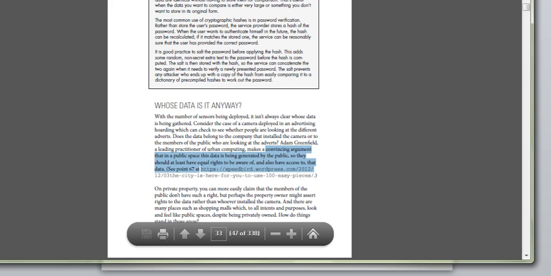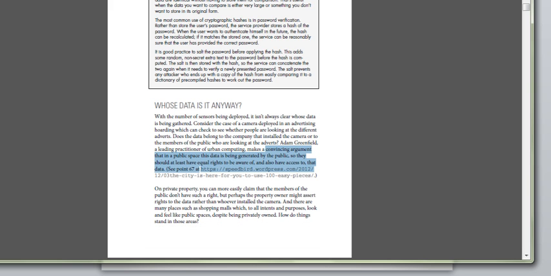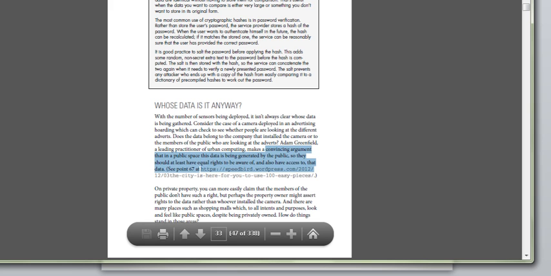So there are many places, such as shopping malls, which for all intents and purposes look and feel like public spaces despite being privately owned. How do things stand in those areas? Of all the private shopping malls, the maximum are rented. So it is a general public space.